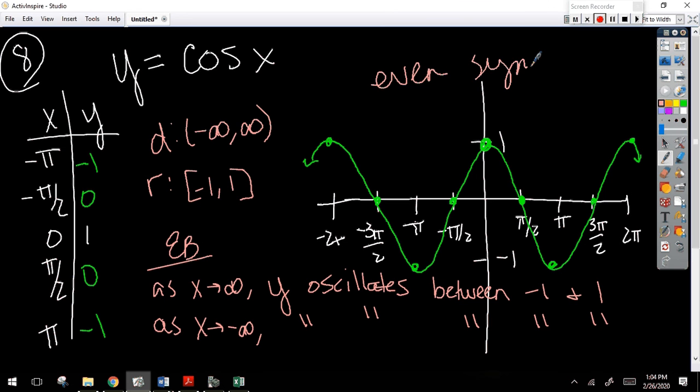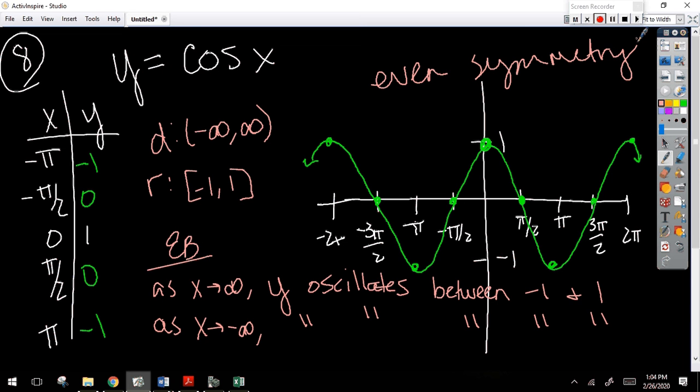Any asymptotes? Tell me what an asymptote is. What does it do to the graph? It bounds the graph, but it bounds it how? It bounds it a special way. It can't go past a certain limit, above or below.